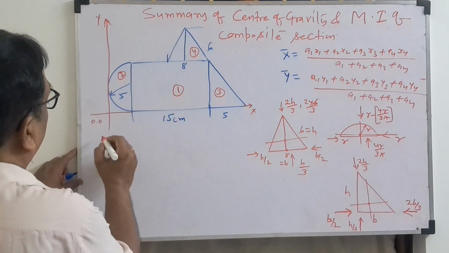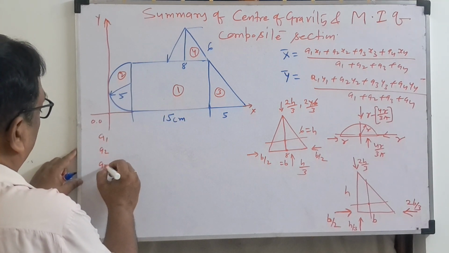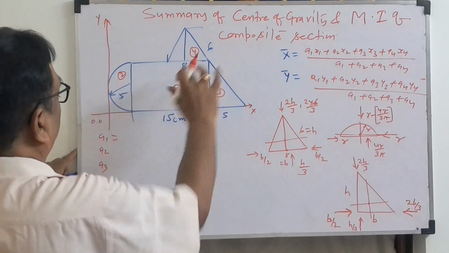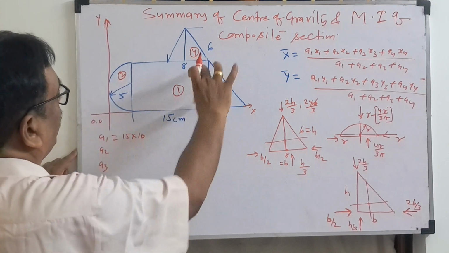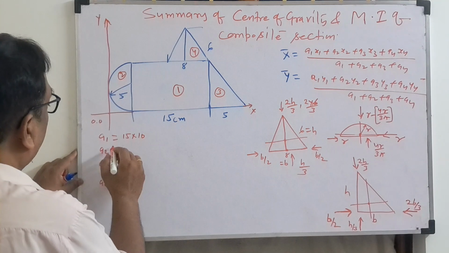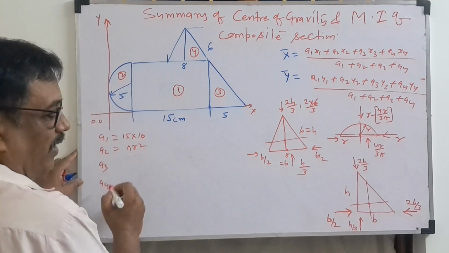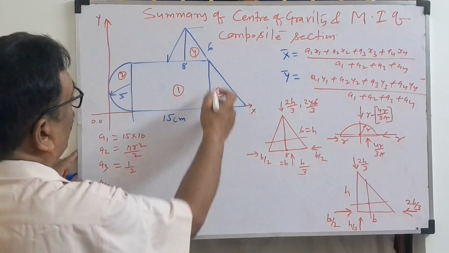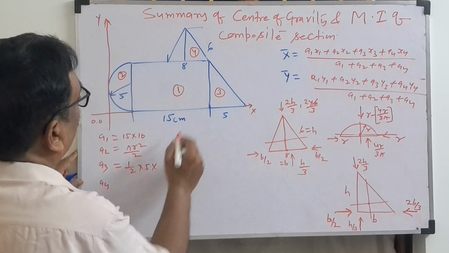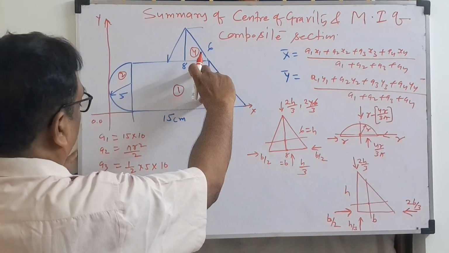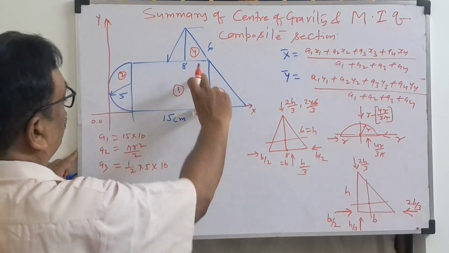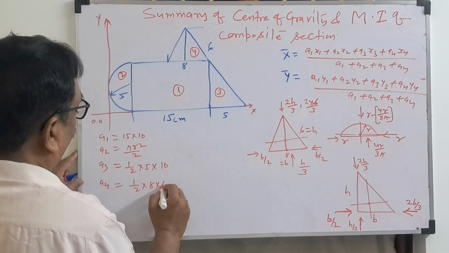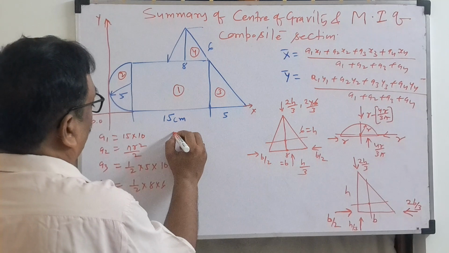Okay, so let us find all the values a1, a2, a3, a4. Immediately we will find a1, area of the rectangle, 15 into 10. A2, pi r square, area of the circle, so pi r square by 2. A3, half into base into height, 5 into that 10, this height. Area of the triangle, 1 by 2 base into height. A4, same thing, 1 by 2 into 8 into 6. So area you know. Now how do we find the x1?